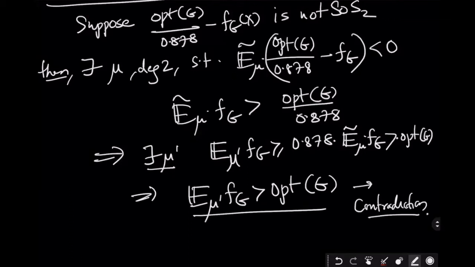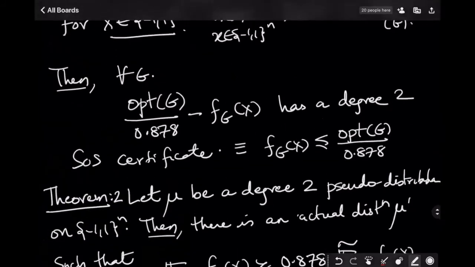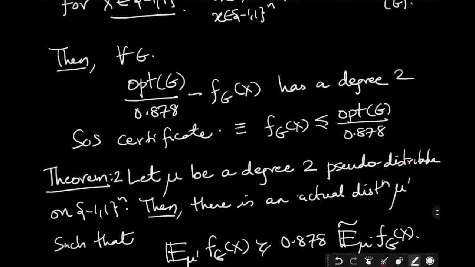So here we have basically proven that if this theorem 2 is actually true, then in fact, there must be a degree 2 SOS certificate that F_G of X is at most opt of G over 0.878. Again, any questions? Feel free to stop me.